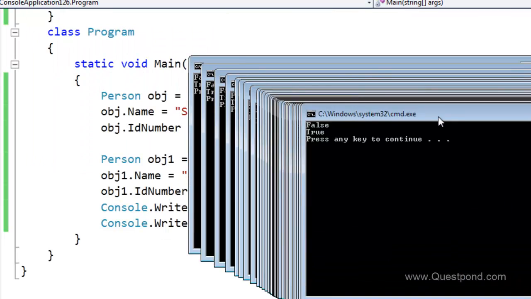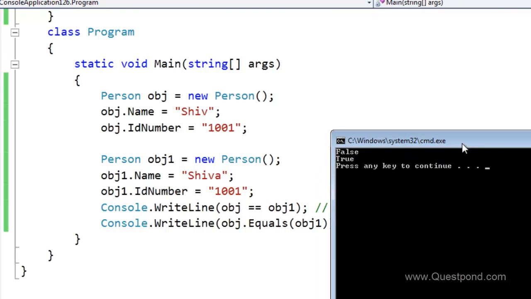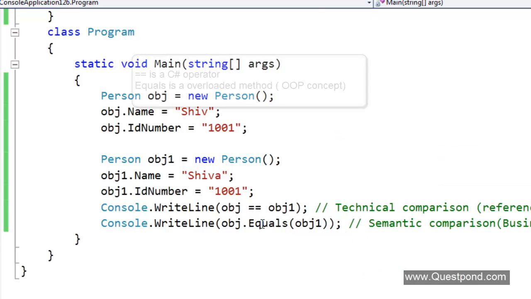you can see now the first one is showing false, right? But the second one is showing true. It is saying that no, from the real world perspective, these both people are same because their ID numbers are same. But the equal to says that I don't understand your real world semantics. I'm a computer. So from my perspective, both of them are different.